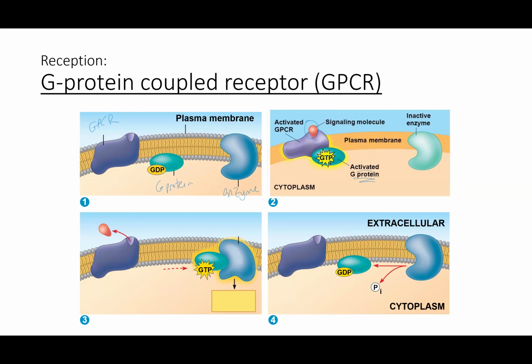Instead of GDP being bound, the G protein is activated because GTP is bound. So the diagram that we had before had like multiple GTPs and GDPs going on. So that GDP is off, the GTP is on. Now we have an activated G protein. That activated G protein will then dissociate from the GPCR, and it's going to move down to bind with the enzyme, and that's going to activate the enzyme.